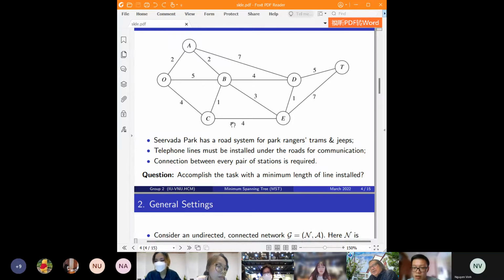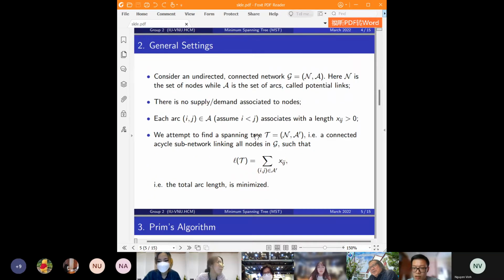So which means that the set of arcs that we select here must connect all nodes pairwise. But we also notice that if we have a cycle in the set of arcs that we select, then we can drop one arc away, because we only need to connect all the stations. So it should be a spanning tree.